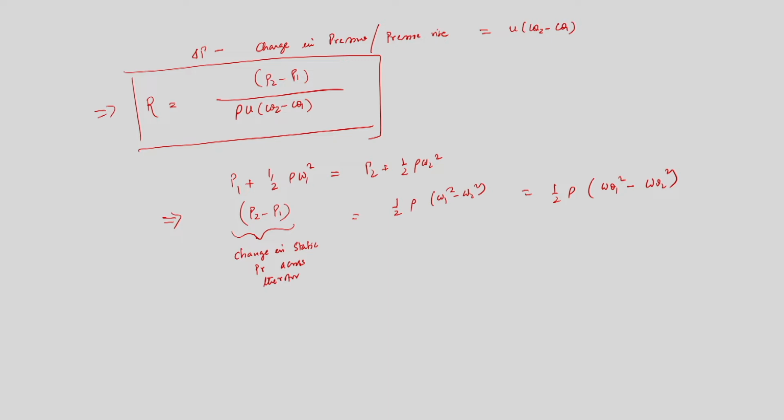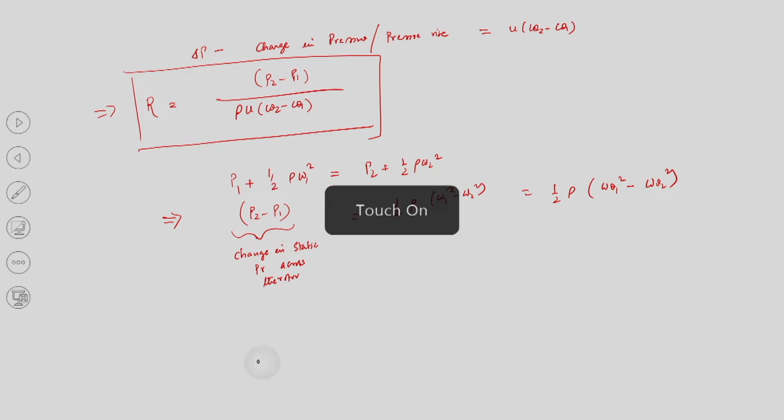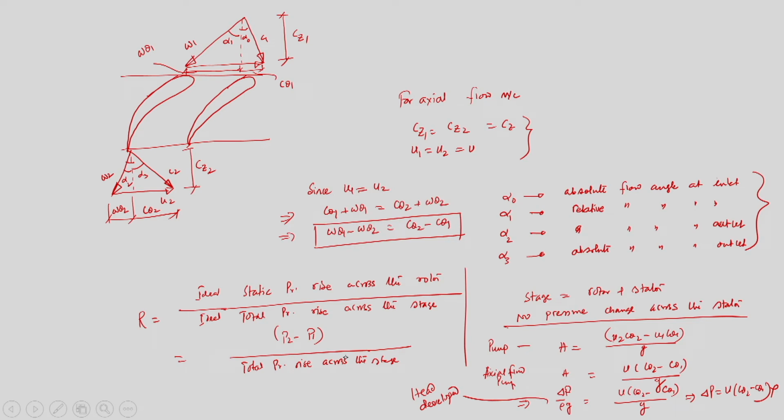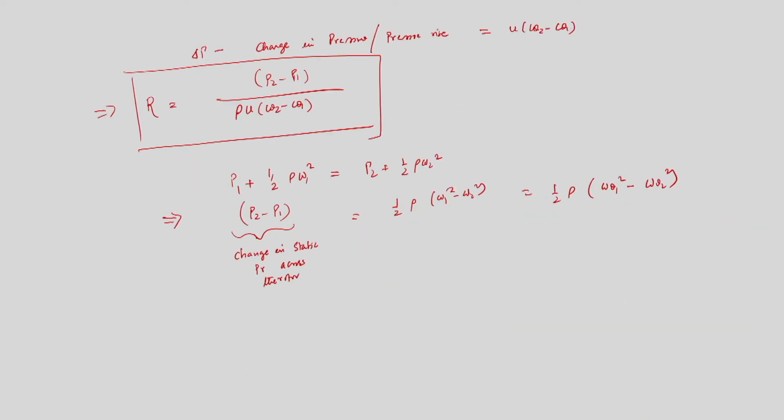What is W1 square? If I go back to the velocity triangles, then W1 square is equal to Cz square plus W theta 1 square, and W2 square is equal to Cz square plus W theta 2 square, from the velocity triangle.